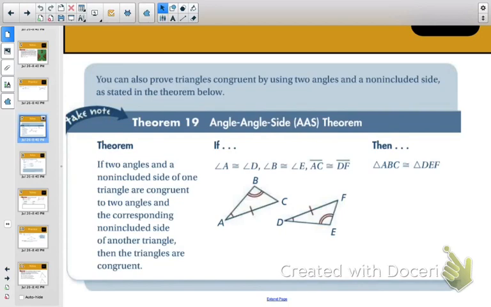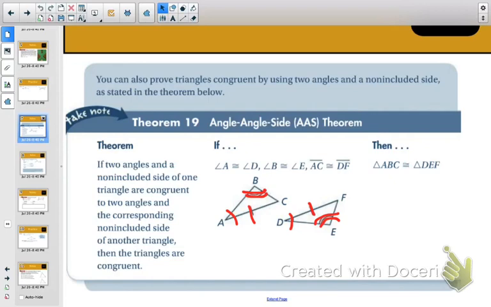So if you notice, we have our two angles here, A and B. It's congruent to D and E, respectively. And then we know that AC is congruent to FD. Now, those two are corresponding sides because they're both next to the A, which has one mark, and D, which has one mark. So those two sides are corresponding. So what the angle angle side theorem says is if we have two angles and then another corresponding side, then the triangles are congruent.